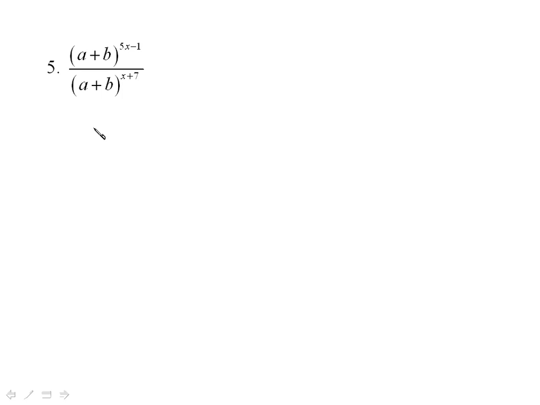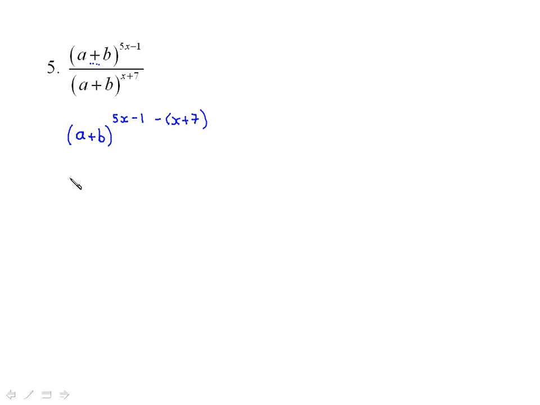Number 5, (a plus b) to the 5x plus 1 over (a plus b) to the x plus 7. This is a case where it's a simple question, but it's easy to make a mistake. You're dividing powers with the same base. Now, you cannot take that 5x minus 1 exponent and bring it into the a and the b because there's a plus sign. There are no rules for addition of terms. So your only hope is to take this a plus b as the base and then subtract your two exponents. So 5x minus 1 minus (x plus 7).